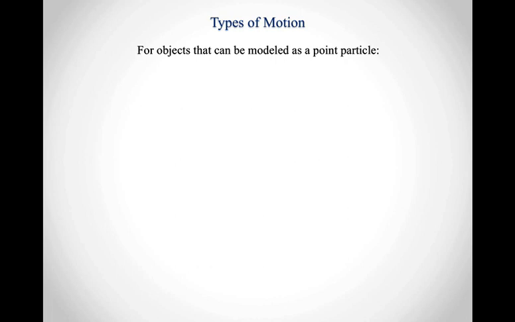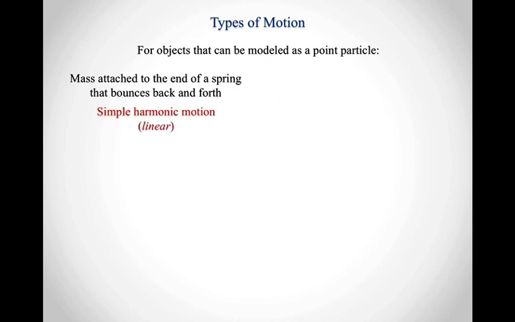So what are other point particle motions that we're going to see? Well, what if I take a mass, attach it to the end of a spring, and then let that spring bounce back and forth? And again, it doesn't really matter whether it's bouncing back and forth horizontally across some table, or bouncing back and forth vertically because I'm holding the spring and letting it drop and fall. In either of these cases, what I've got is a special type of motion known as simple harmonic motion.